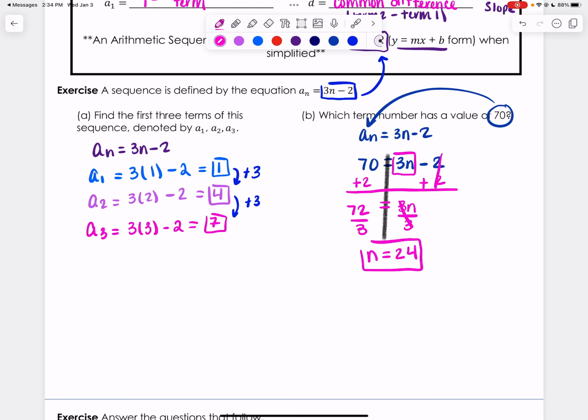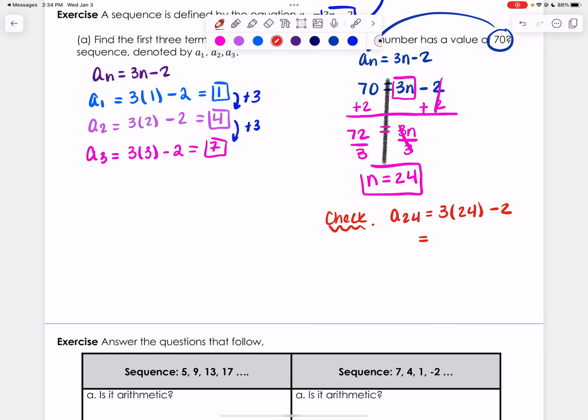And I can actually verify that by checking. So if I wanted to check that, I could just do a check. And I can do a sub 24 equals 3 times 24 minus 2. And if I type that into my calculator, I do get 70, which is exactly what I wanted up here.